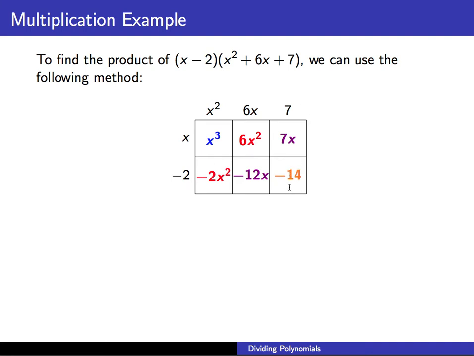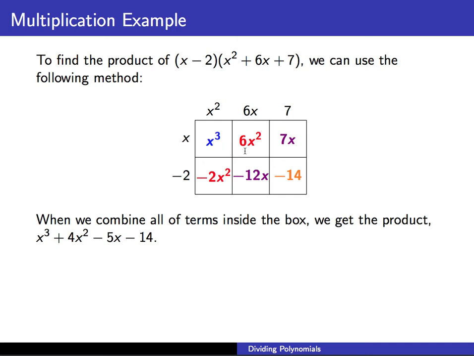An advantage to using this technique is your like terms will be along the diagonals inside your grid, or your blocks, or whatever you want to call this, a lattice. So x cubed, there's no other x cubed in here to combine, but we combine 6x squared and negative 2x squared, and we get 4x squared. When we combine negative 12x with 7x, we get negative 5x, and then the negative 14, much like the x cubed, doesn't have any common terms to combine. So our final answer is x cubed plus 4x squared minus 5x minus 14.